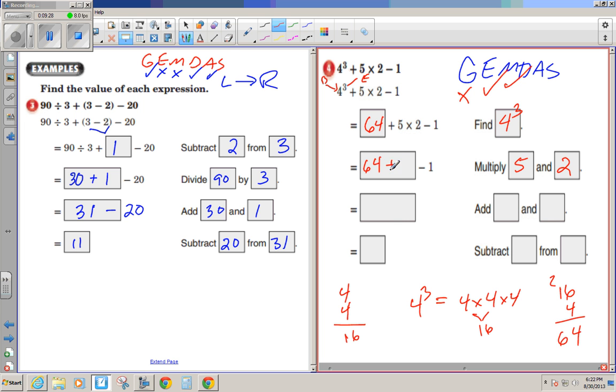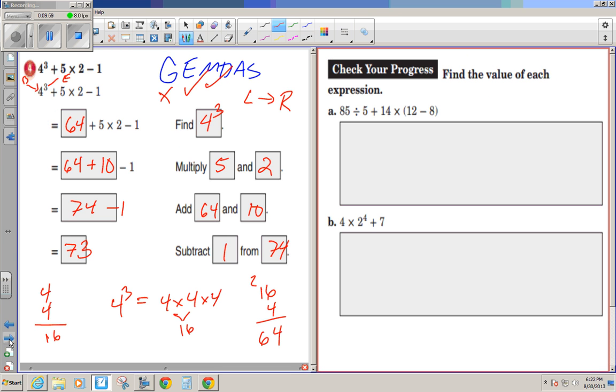64. 5 times 2 is 10. So, multiply, division, done. Adding and subtracting from left to right. So first we add 64 and 10. Now we subtract 1 from 74, and we get 73. All right, look over these couple things if you have problems. These are a lot of examples we're doing.